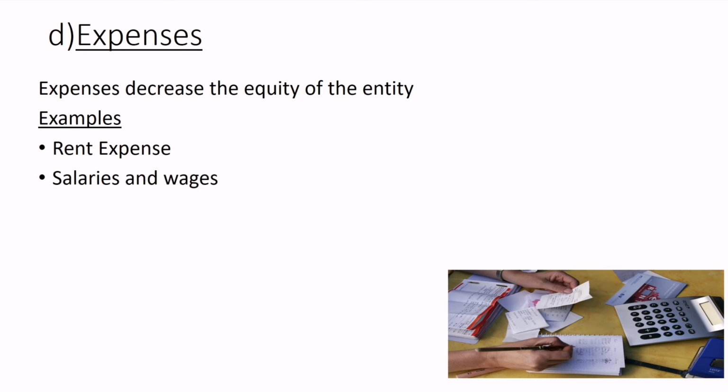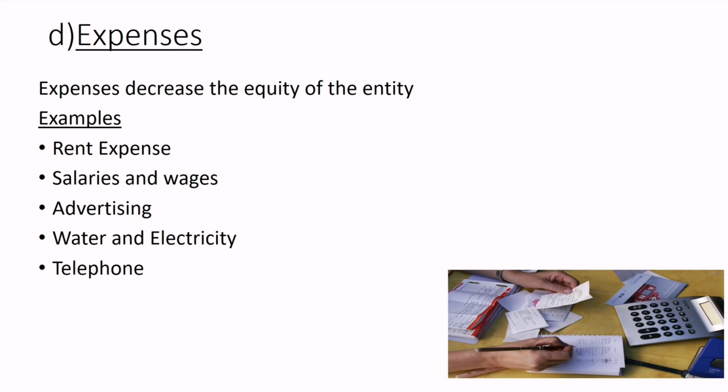Salaries and wages for all our employees in our business, we have to pay them. So therefore, our expenses will be affected. Advertising, water, electricity, telephone, stationery. Now, you need to know what forms part of your expenses and incomes so that you are able to do your accounting equation or any financial statement.